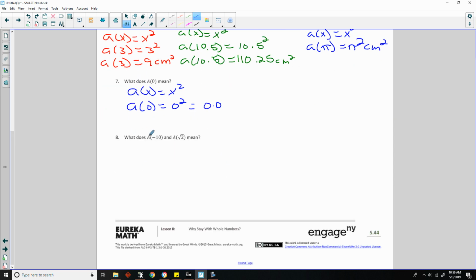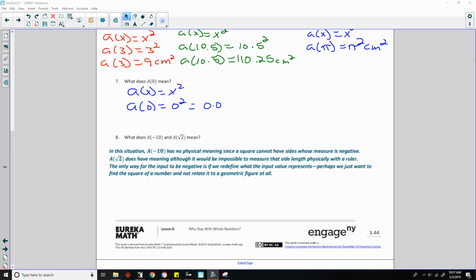Number 8, what does a of negative 10 and a of square root of 2 mean? This is kind of lengthy, so I'll just bring in a typed answer. In this situation, a of negative 10 has no physical meaning since a square cannot have sides whose measure is negative. In our scenario here, we're talking about square side lengths. A of square root of 2 does have meaning, although it would be impossible to measure that side length physically with a ruler because it's an irrational number.